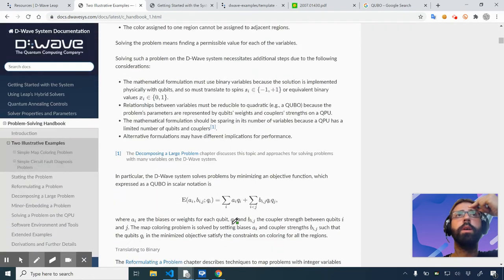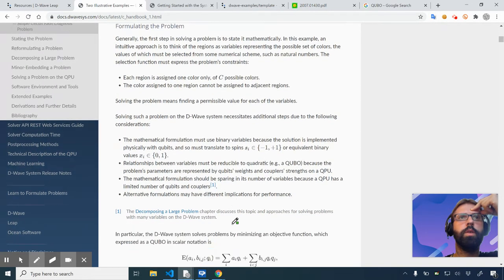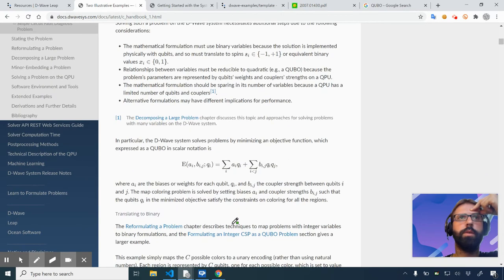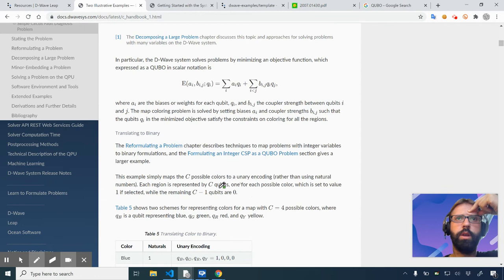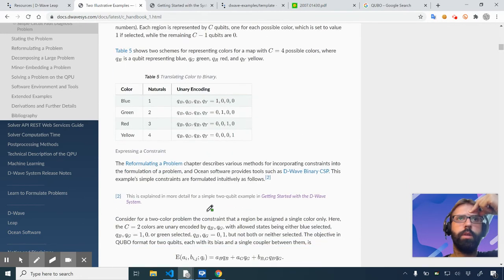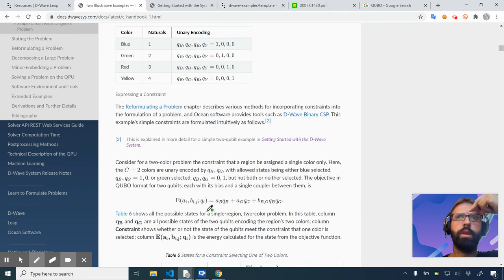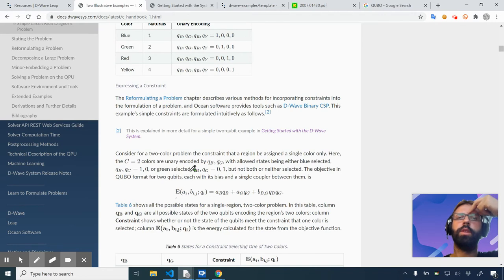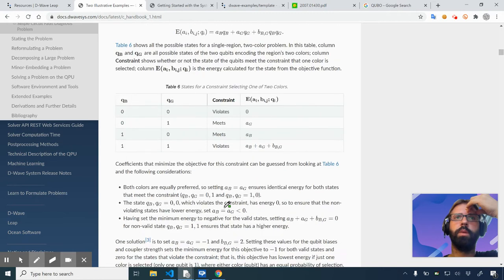Who's that? I thought we had a problem, a particular device and source using techniques on the problem. This example simply maps C colors across the unary encoding. Consider for a two-color problem the constraint that a region be assigned a single color only. Okay, so this is just a way to implement one. We don't care about the countries. This is just a constraint that indicates that only one color is possible.